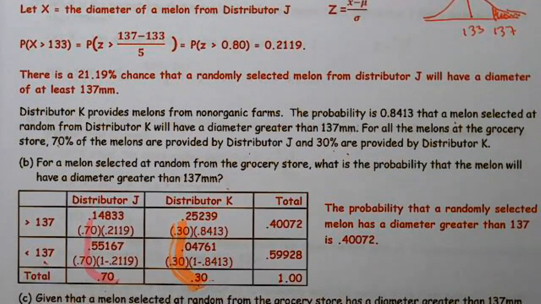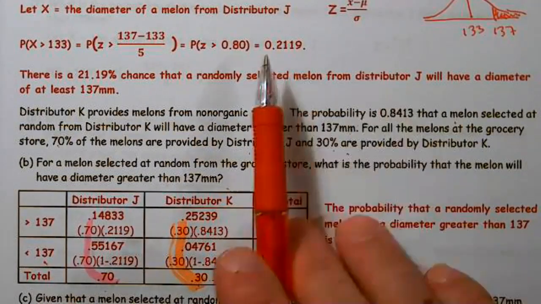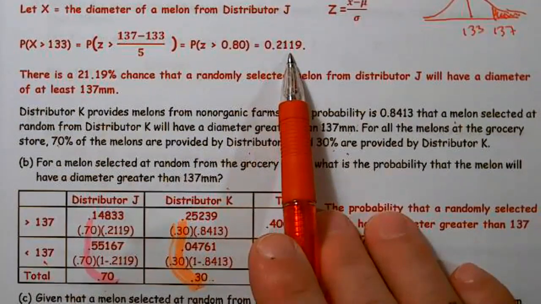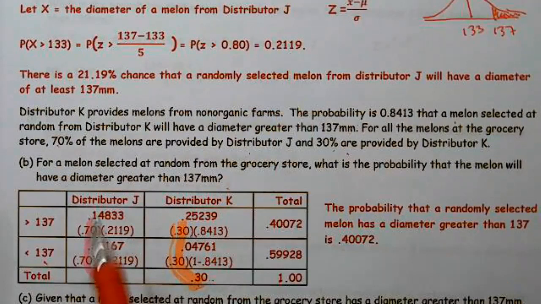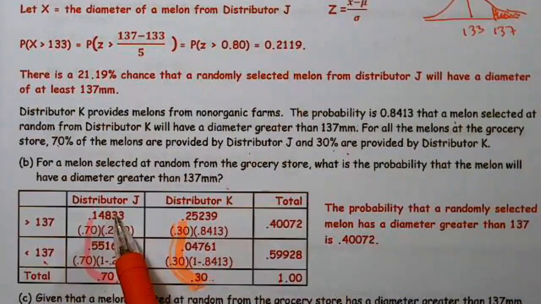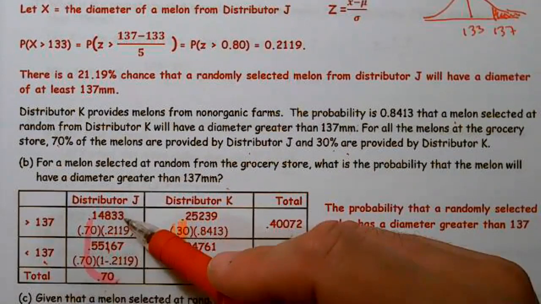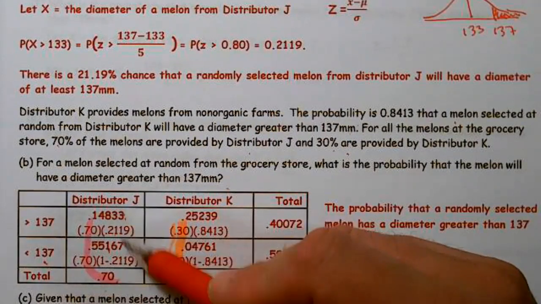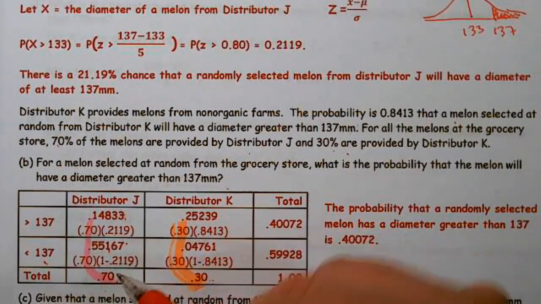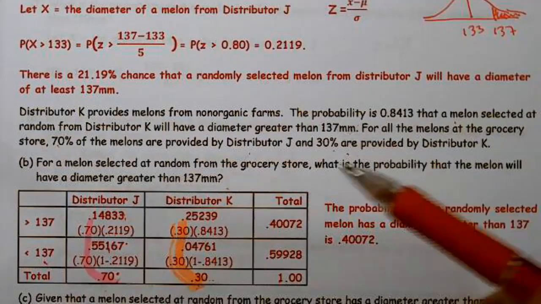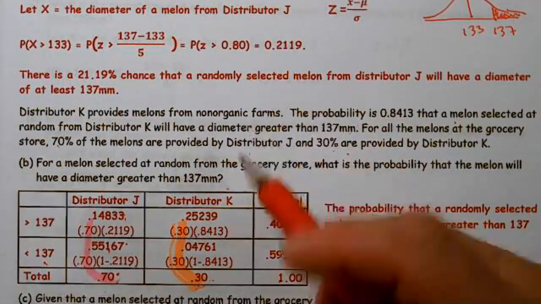All right, so with distributor J, I know that 21% of the melons are greater than 137. So 0.7 times 0.2119 gives me this. 1 minus that, and I multiply by this, gives me 0.55167. And I can check it by adding these two values together to see if they equal 0.7. Fortunately, they do, so I've done that part right.